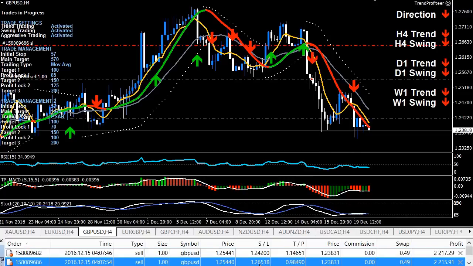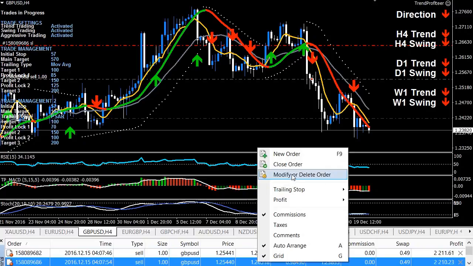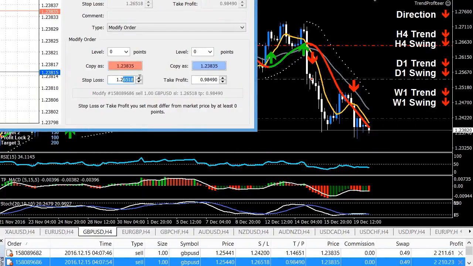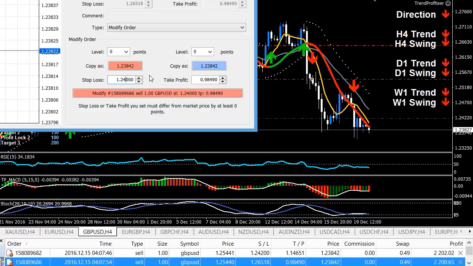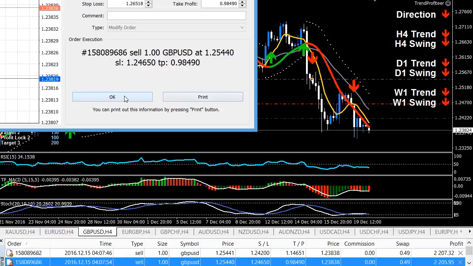The pair has moved significantly. It's a really good trade when you're doing 100 pips or more. That is a really, really good trade. Unlike traders out there that are happy with 10 or 20 pips, good for them, but that's not the type of system that we have here. So I'm going to move my stop on my second position to 124.65. Click the modify button, and there you go.